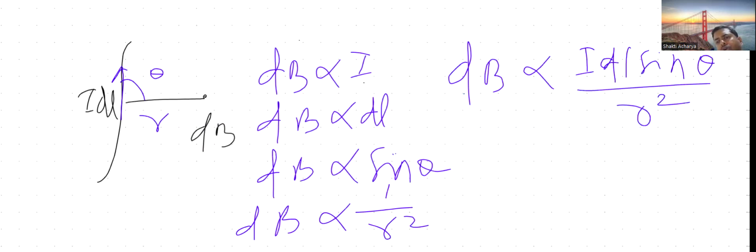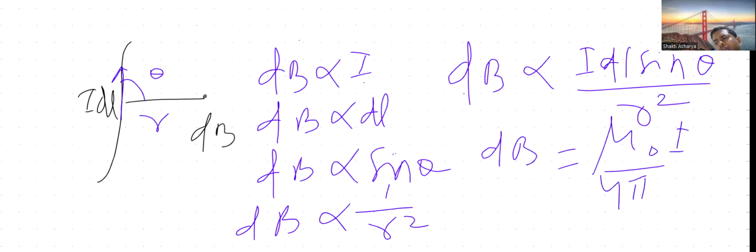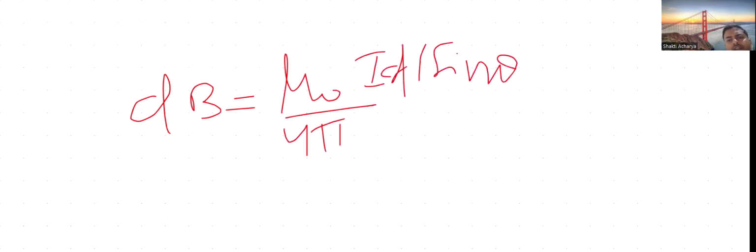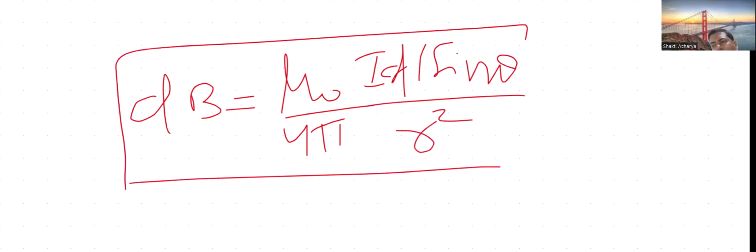So dB is equal to mu naught by 4 pi I dl sine theta by r square. So Biot-Savart law suggests dB is proportional to I dl sine theta. So dB equal to mu naught by 4 pi I dl sine theta by r square. This is actually Biot-Savart law in scalar form.